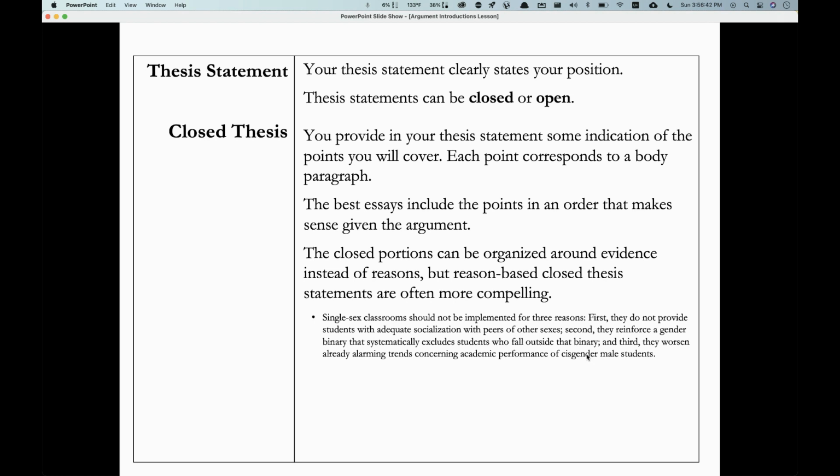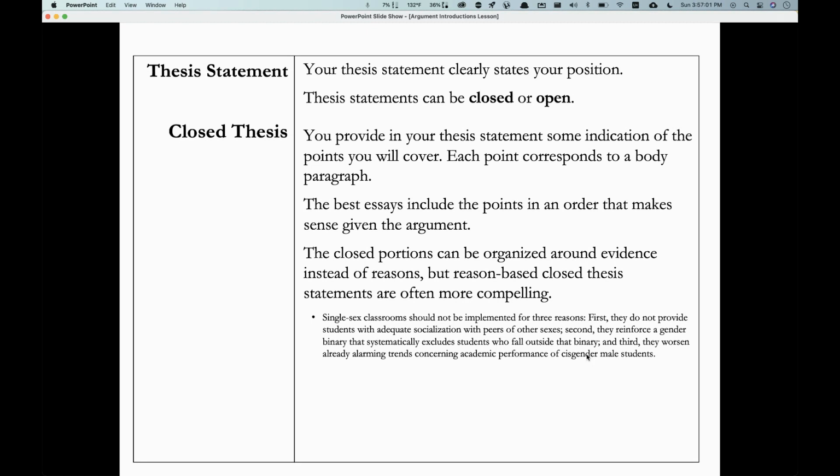So single-sex classrooms should not be implemented for 3 reasons. Hey, look, we have a main claim. Look at that claim, right? Single-sex classrooms should not be implemented. Beautiful claim of policy. Now there are 3 reasons, and each of these reasons in this closed thesis statement would correspond to 1 body paragraph.